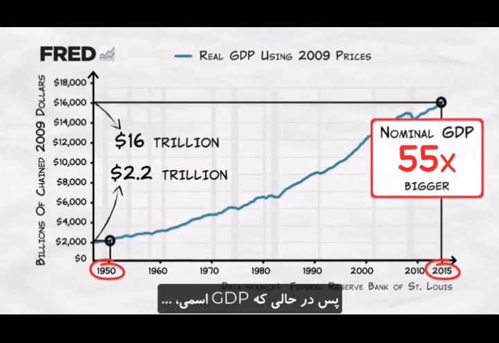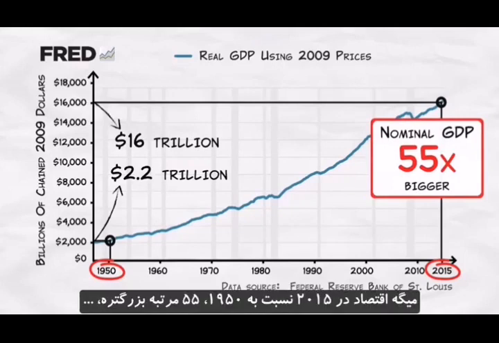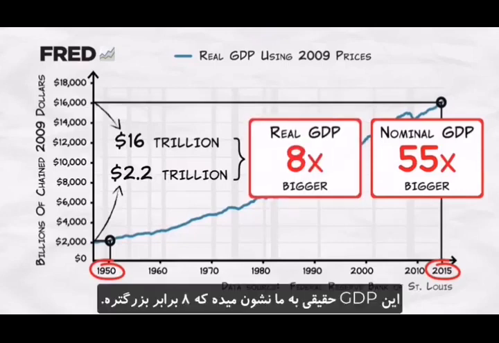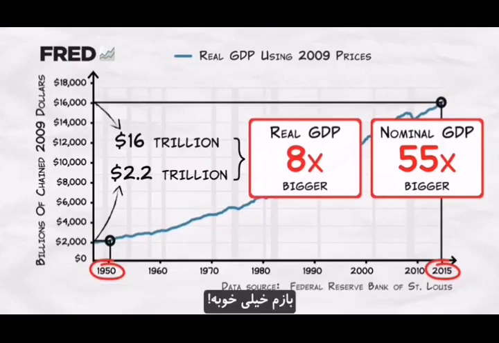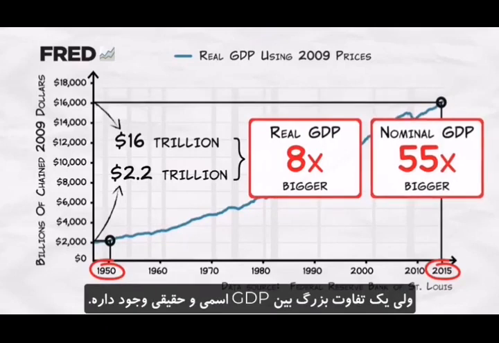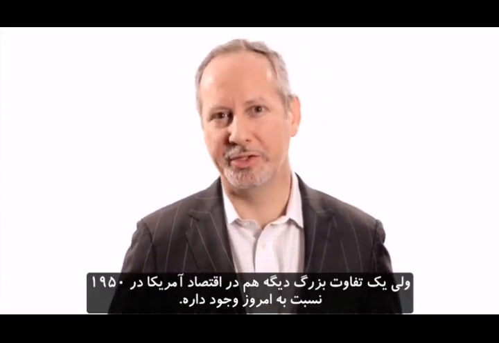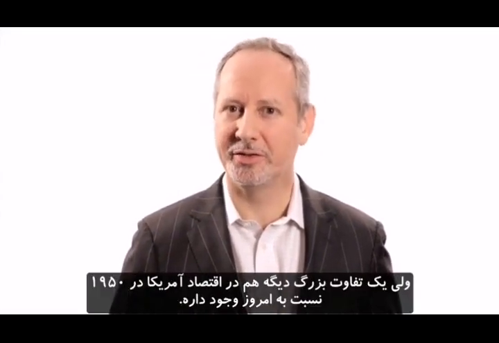So while nominal GDP says that the economy is 55 times bigger in 2015 than in 1950, real GDP shows us that it's 8 times bigger. That's still pretty good, but a big difference between nominal GDP and real GDP. Okay, so now we've controlled for prices. But there's another big difference in the US economy in 1950 compared to today. Right, there's a lot more people today.